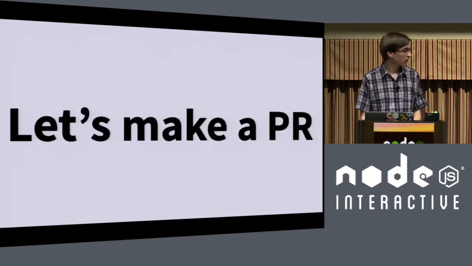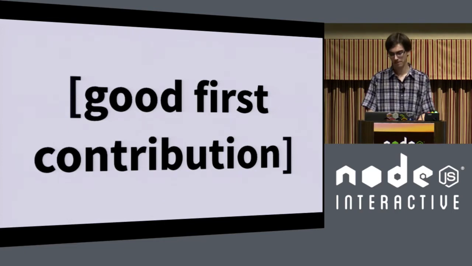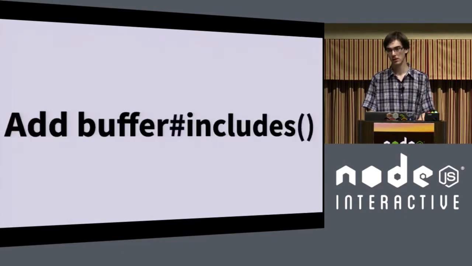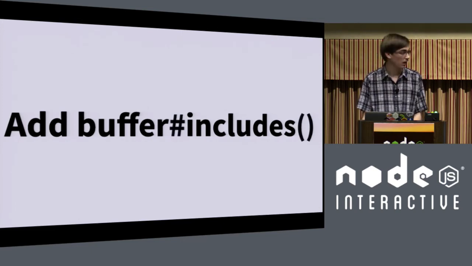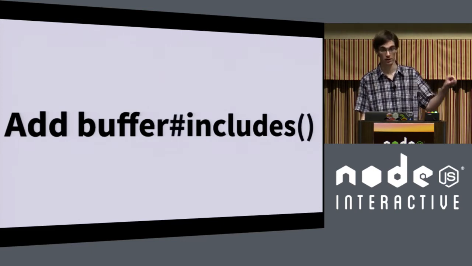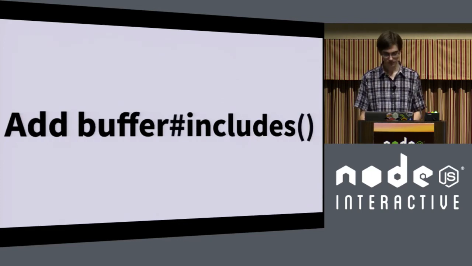So as an example, let's try to make a pull request. I looked through the good first contribution labels this morning, and I found something that says add buffer hash includes. The hash there, in case not everyone knows this, I didn't at first, means this is buffer.prototype.includes. So an includes function that's on the buffer instance that you might make.